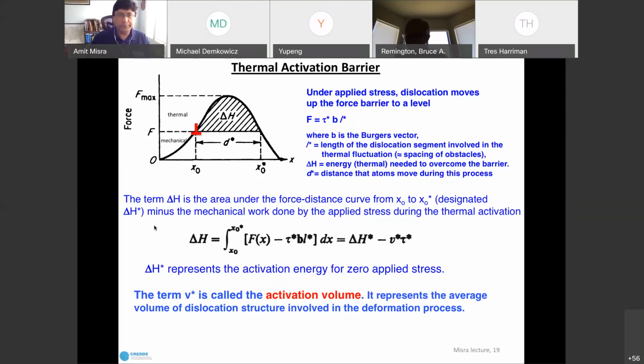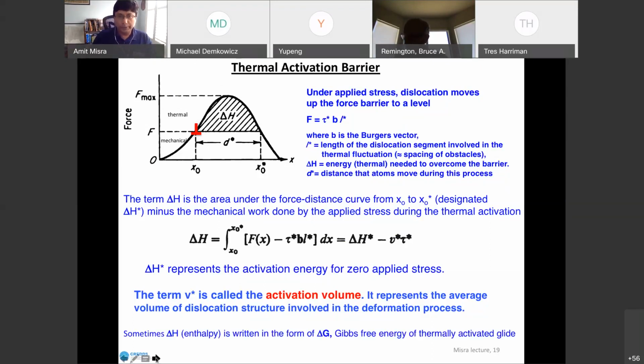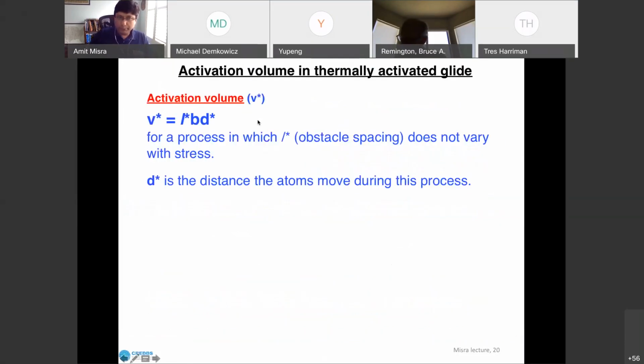Now in this, we are using delta H. A lot of the older textbooks use delta H, which is the enthalpy. You will also see delta G being used, and in other slides I will be using delta G, which is the Gibbs free energy for thermally activated glide. It turns out some people had done analysis and there's not much of a difference in most cases which one is used.